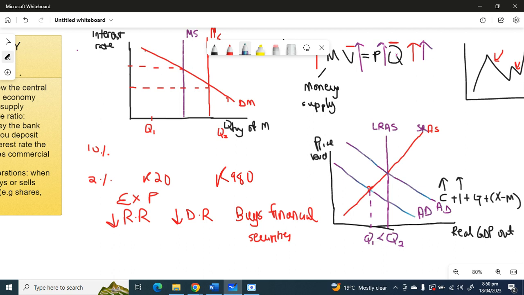But that's just in the short run because remember, as a country, there is a limit beyond which we cannot produce any more. All right. So more money that comes into circulation is just going to lead to more inflation. All right. Any questions before we go to the contractionary fiscal policy?